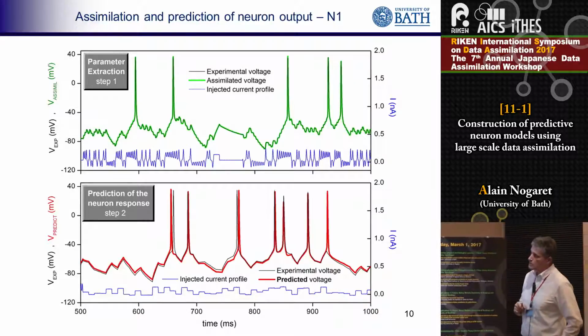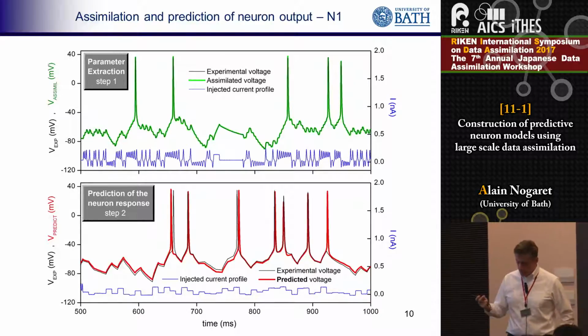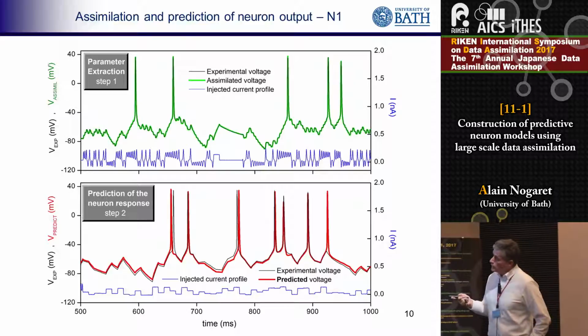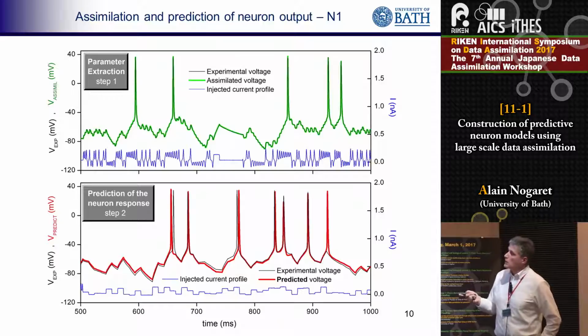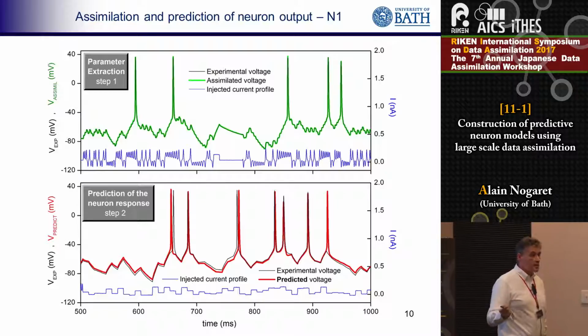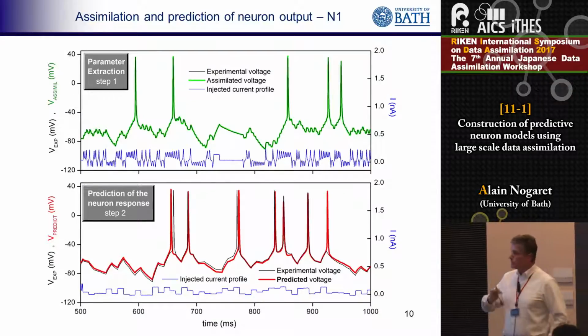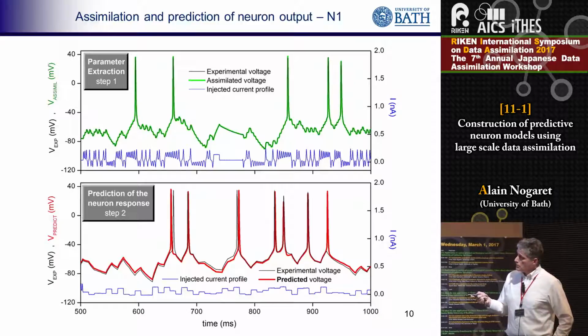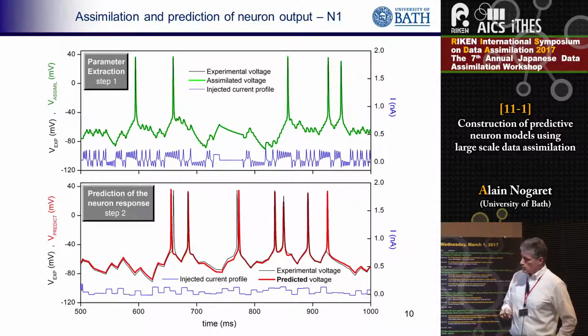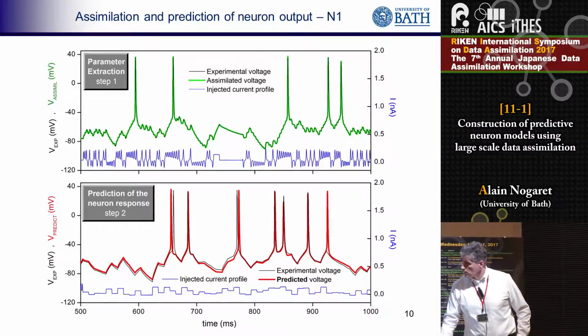You input this parameter solution in the model to construct the completed model, and then you can integrate this completed model with any arbitrary current protocol. You do that using, for instance, an adaptive step size Runge-Kutta method. We use a fifth order method, and you use the model to integrate this current profile, and this is the predicted voltage, which you can compare with the experimental data. So you can see it fits quite well.